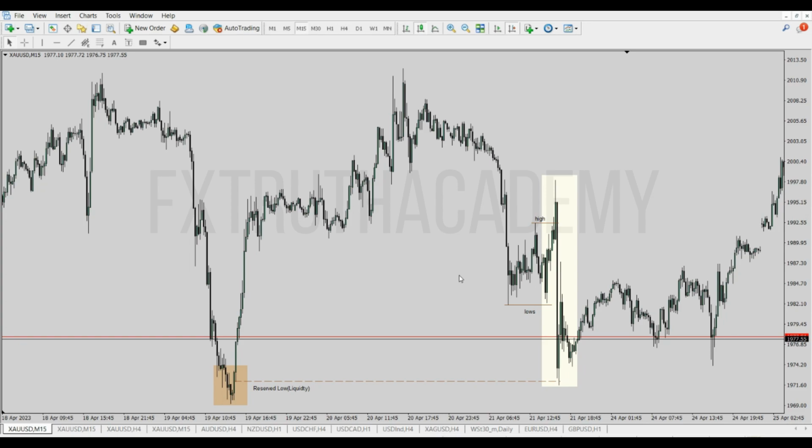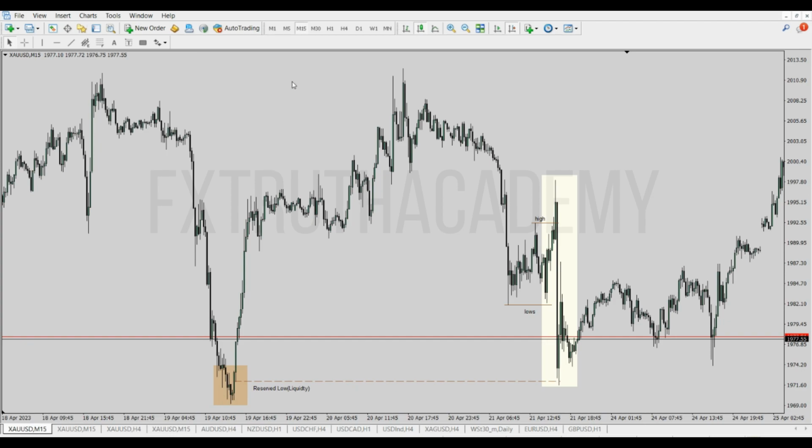What I'm going to be focusing on in this video is to show you how price actually came back for this particular reserve low, this reserve liquidity right here. I'm going to be showing you how long it took for them to come back to attack this particular low, and what we're going to be expecting going forward on this particular pair, which is the XAU USD, which is also gold USD.